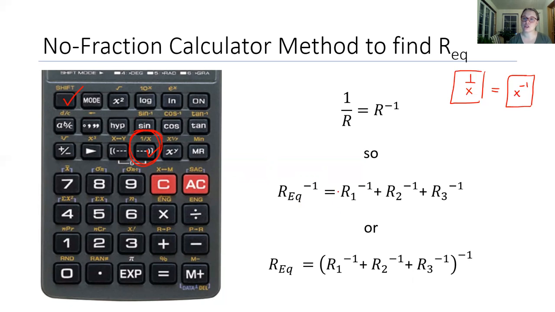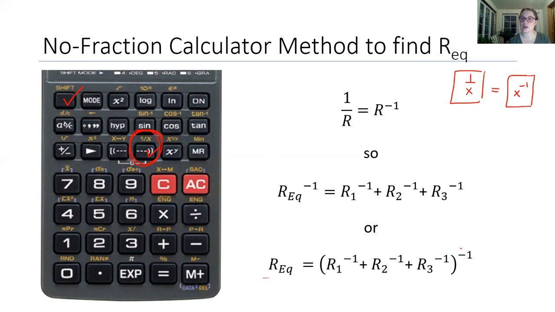So Kirchhoff's law uses all these 1 over R's. We can rewrite 1 over R as R minus 1. Or you'll see here 1 over X is the same as X minus 1. So we could rewrite this equation. We could say, well, REQ minus 1, so inverse, is equal to R1 to the minus 1, R2 to the minus 1, R3 to the minus 1. And we could modify that a little bit further, and we could say, well, equivalent resistance, just the final answer, is going to be equal to all these ones added together, and then the inverse button.